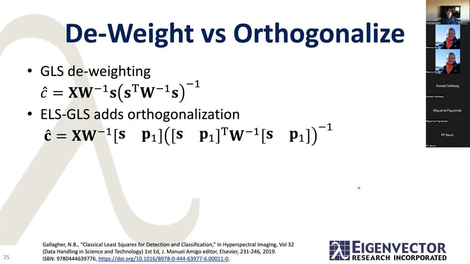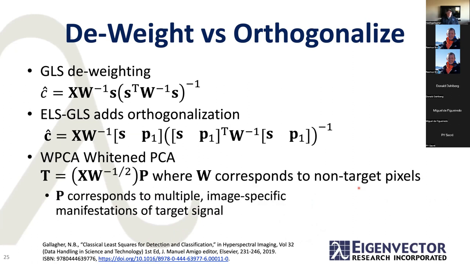We can deweight with GLS, we can orthogonalize and deweight using the ELS-GLS, or we can use whitened principal components analysis, or I like to call it weighted principal components analysis, where my weighting matrix corresponds to all the junk that wasn't my detections that came in from this approach. And so now I've got a principal components analysis model, and everybody knows that one. It's just that all we're going to do is add this weighting matrix. And now my loadings are going to correspond to multiple image-specific manifestations of the target signal. So I might even see PC2 showing up with some weird different way for my target to show up in real samples.